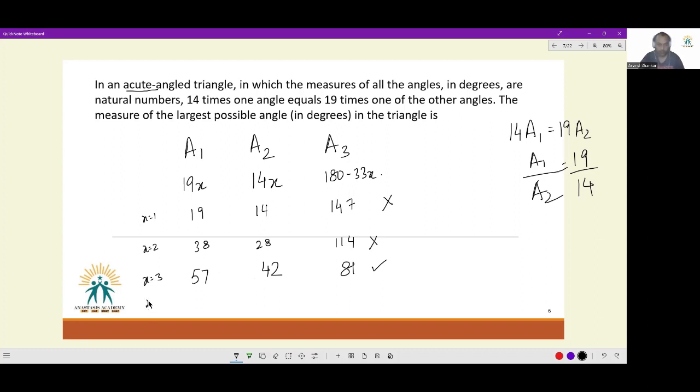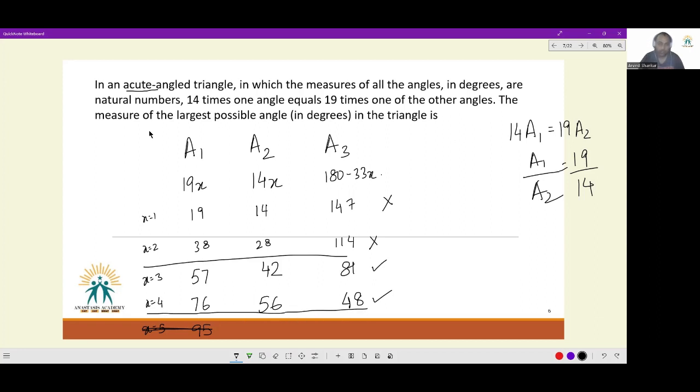Next case is going to be x equal to 4. It's going to be 76. This is going to be 56. This is going to be 48. Then this is also an acceptable case. At x equal to 5, this will become 95, which makes it an obtuse angle triangle. Which means the only two acceptable cases are these.